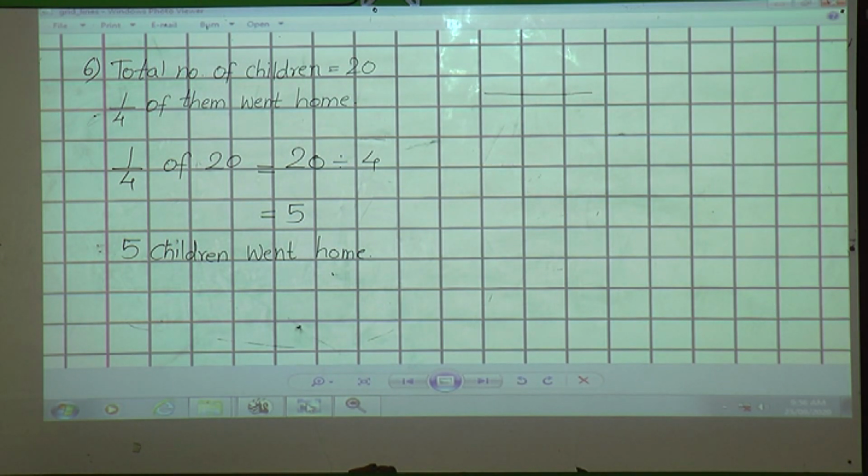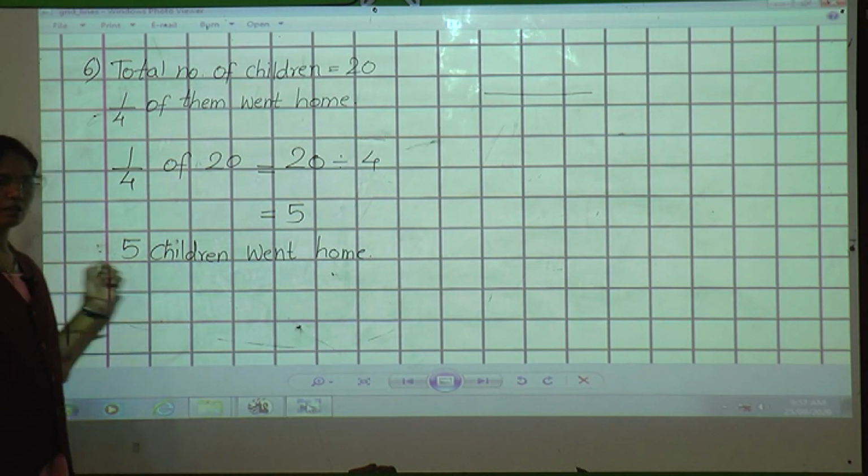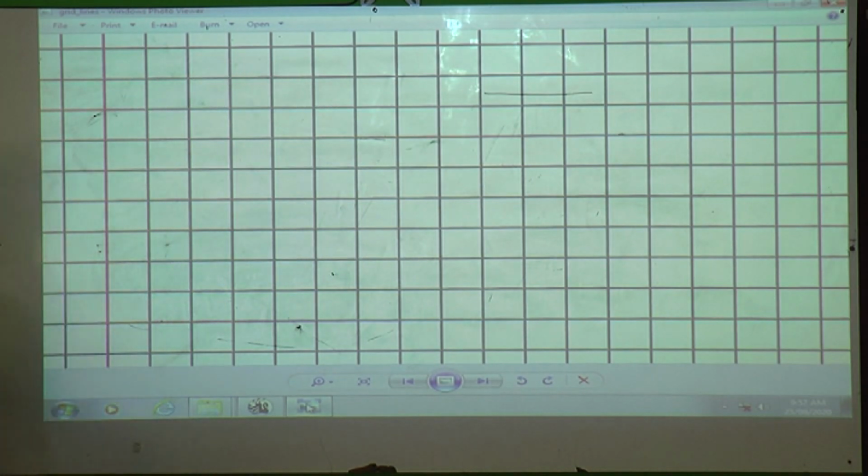Okay? So for that, what we have done? 1/4 of 20. 1/4 of 20 means what? 20 by 4. Now when we solve this 20 by 4, we get the answer 5. So 5 children went home out of 20. Okay, clear? Okay. Next example.